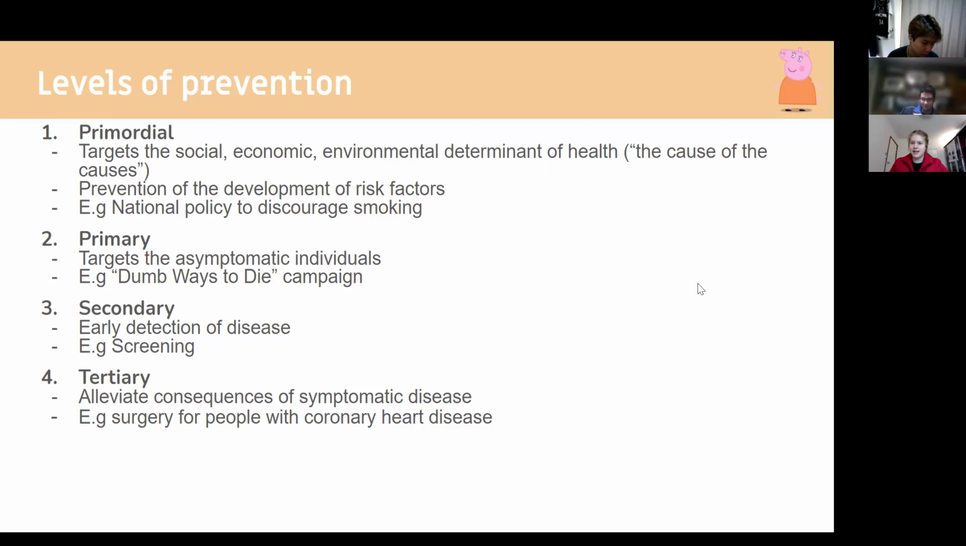Primary is when we're specifically targeting particular cohorts that are asymptomatic, so they currently aren't showing symptoms, but they're at risk. So we might be targeting smokers and telling them about how lung cancer is bad, but they don't have lung cancer yet. Or we might be specifically targeting elderly people and telling them that they should get the flu shot because the flu is bad. So it's very specific for a disease, and it's very specific for a particular cohort. Whereas primordial is for everyone, let's plant more trees. And I hope that makes sense.